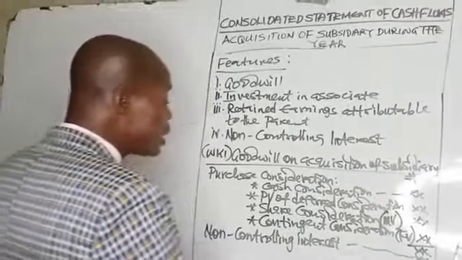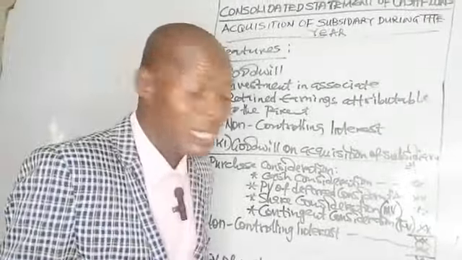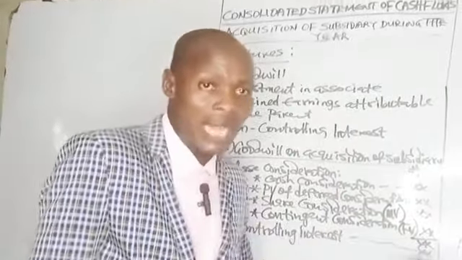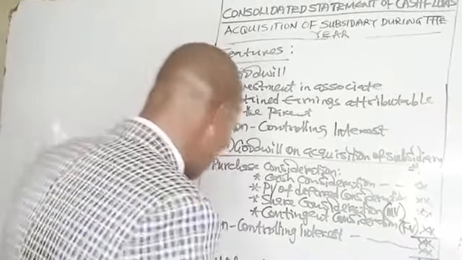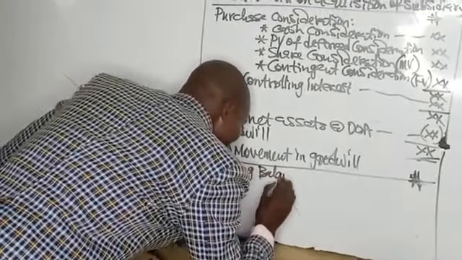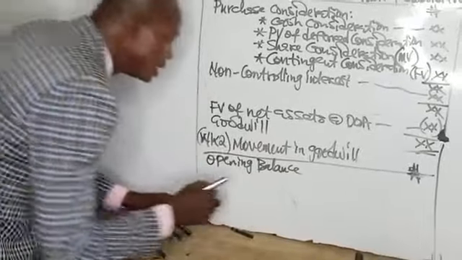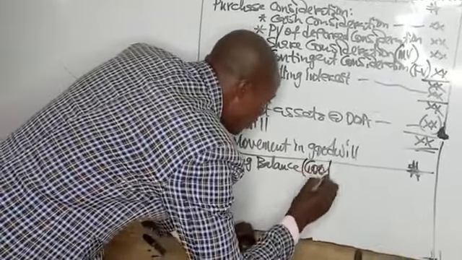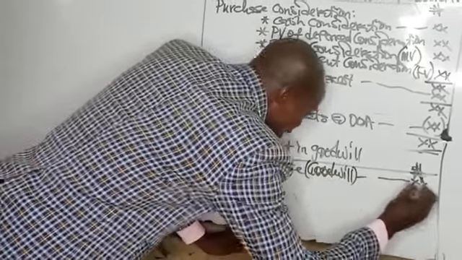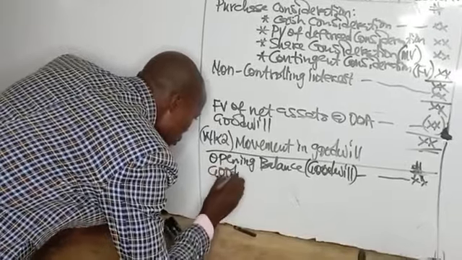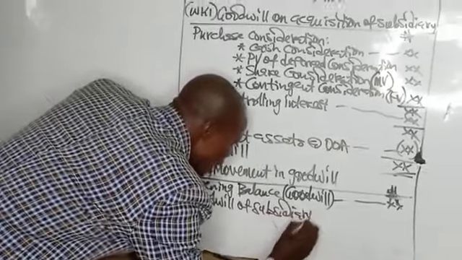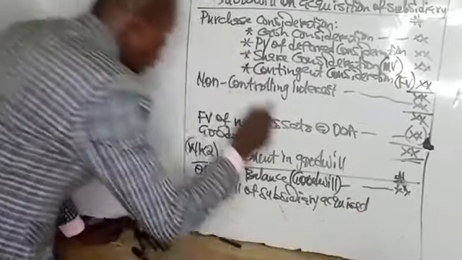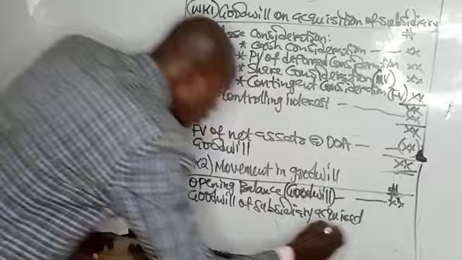Remember, in all our workings, we normally start with the opening balance. The opening balance is from the opening statement of financial position, while the closing balance is from the closing statement of financial position. The opening balance here is the goodwill in the opening statement of financial position. You take that figure, which you will see under non-current assets. Then you have goodwill of subsidiary acquired, as calculated from working 1. Let me put working 1.